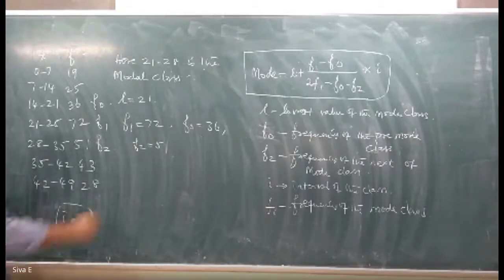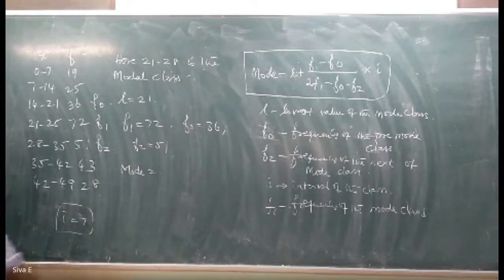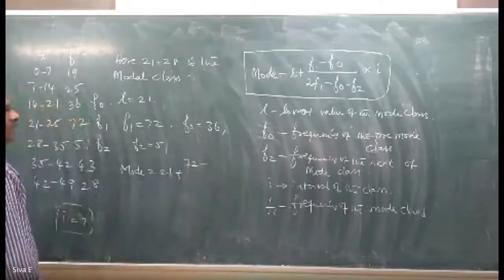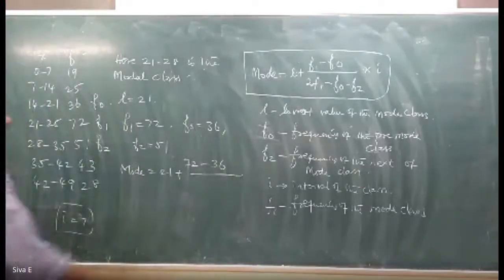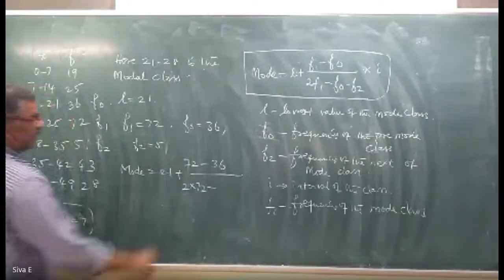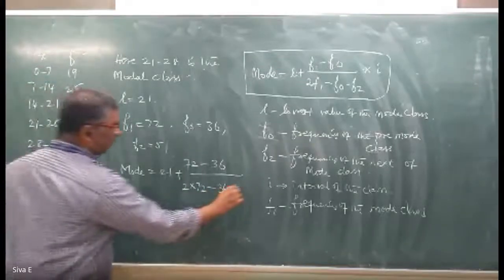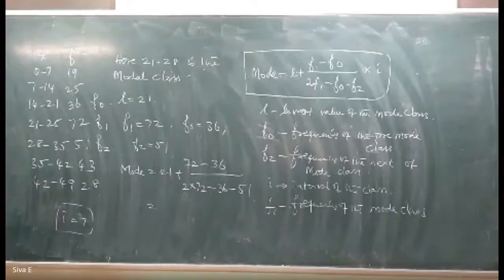Therefore, we can calculate the mode equals L, which is 21, plus (F1 72 minus F0 36) divided by (2 F1 minus F0 36 minus 51). So what do you get? 25.42?